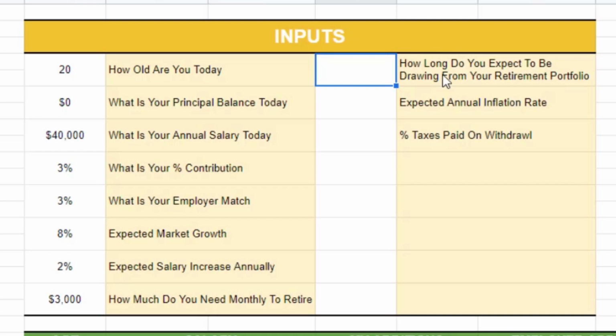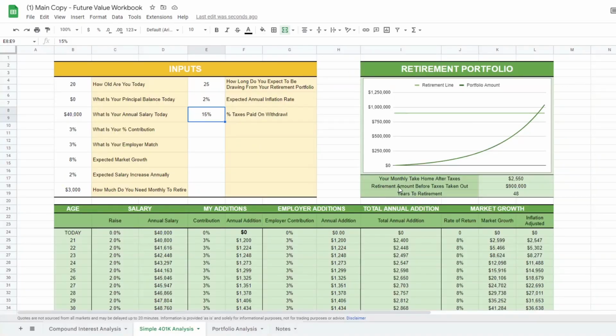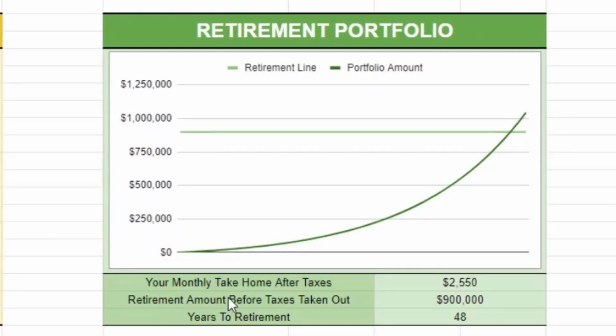How long do you expect to be drawing from your retirement portfolio? Let's say about 25 years. What is the expected annual inflation rate? Let's say about 2%. And taxes paid on withdrawal. So what does that give us? It looks like the retirement amount that we would need would be about $900,000.